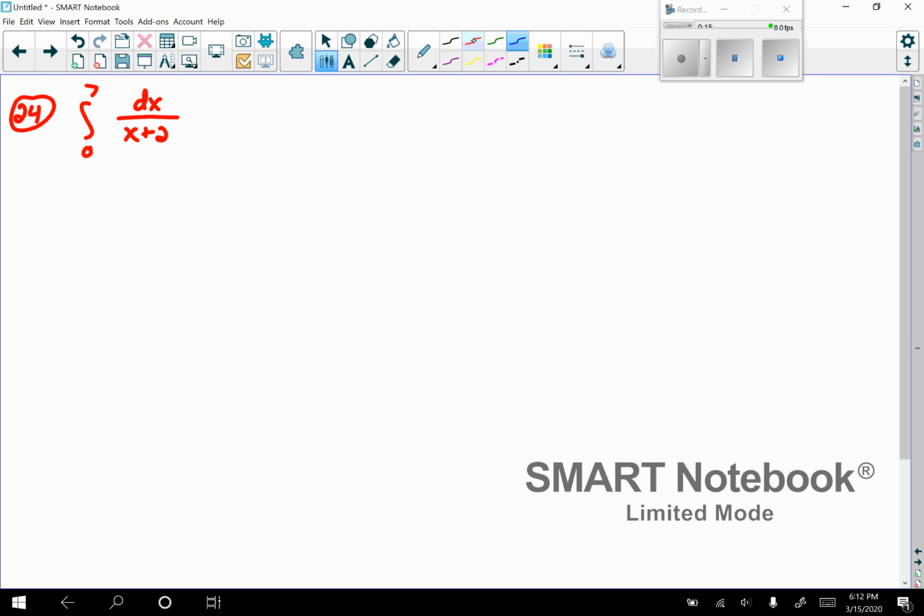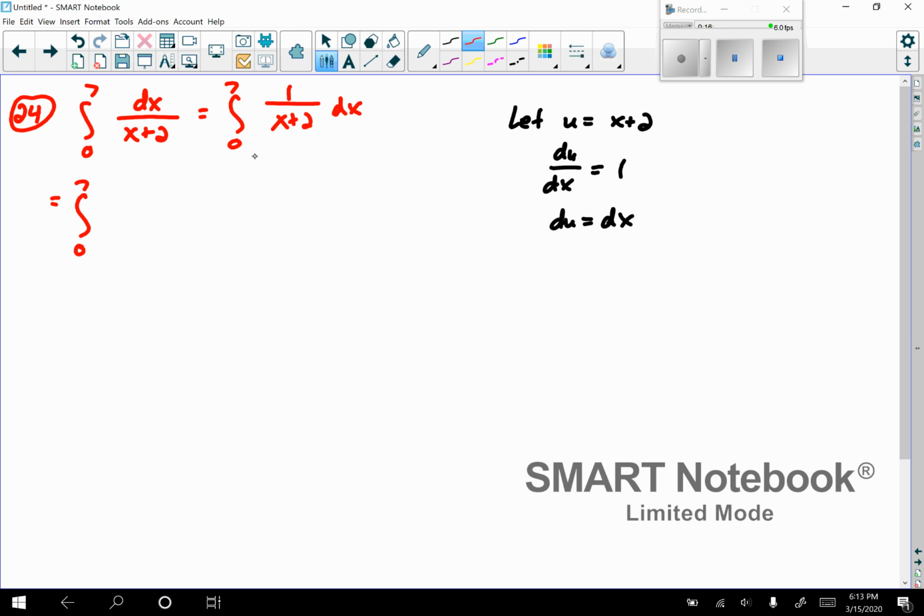All right, for 24, the integral from 0 to 7 of dx over x plus 2. So I'm going to go ahead and let u equal x plus 2. du over dx is just going to equal 1, so du equals dx. So substituting in here, again we could think of this as the integral from 0 to 7 of 1 over x plus 2 dx. So we're going to get 1 over u and then du. So the natural log is going to be the antiderivative here. Keep in mind right now it's just the absolute value of u.